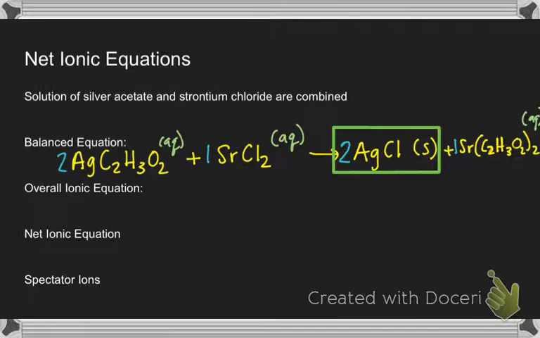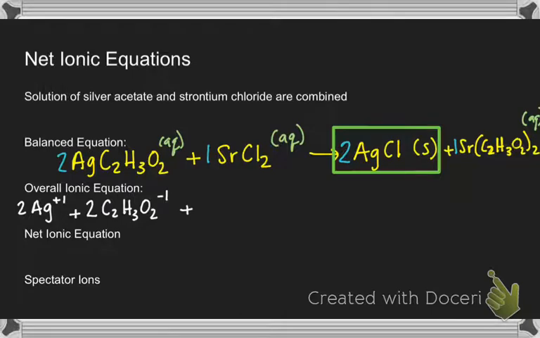Okay. So I have 2 silver acetates. So this means I have to have 2 silver ions and 2 acetate ions. So I'm going to go ahead and write that. So 2 silvers. Silver has a charge of +1. Plus 2 acetates, 2 C2H3O2 -1. This is the charge of acetate. Okay, so all I've done is I separated them into ions.